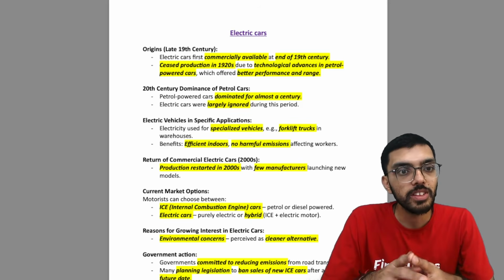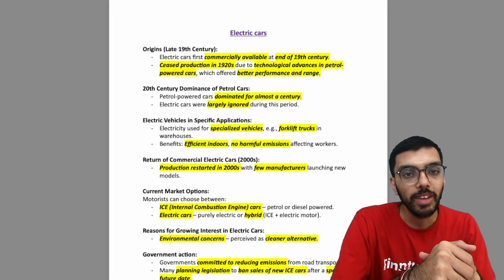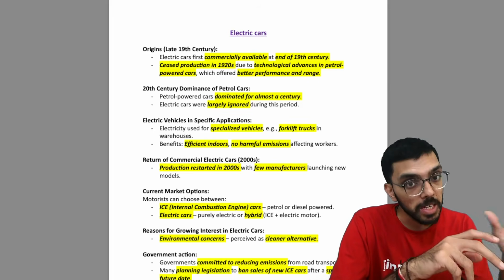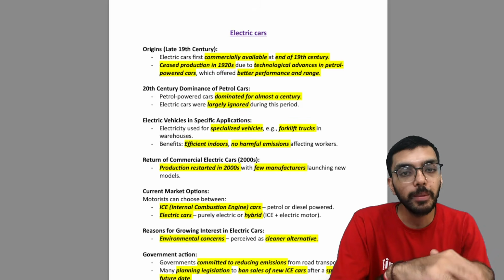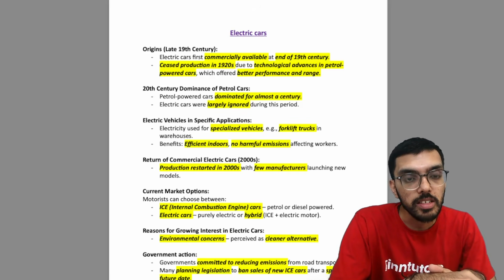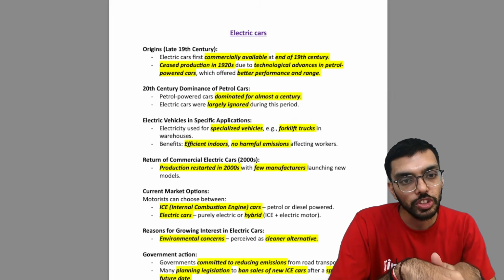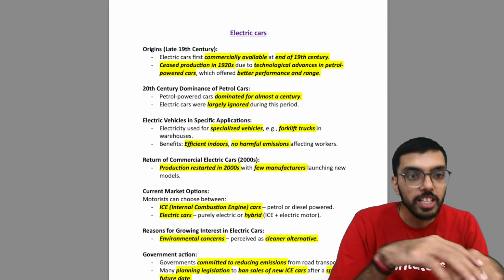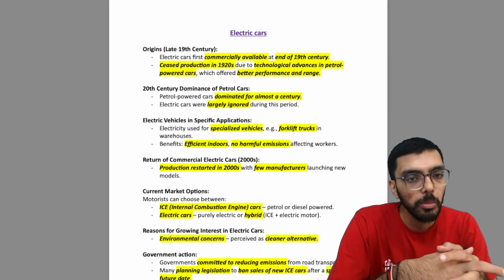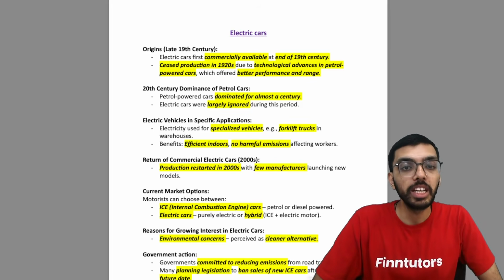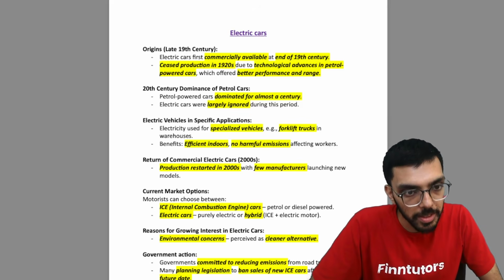So the origins are in the late 19th century. Electric cars were first commercially available at the end of the 19th century. They've been in the market for a long time, but ceased production in the 1920s due to technological advances in petrol powered cars, which offered better performance and range. In the 20th century, dominance was of petrol powered cars. Everybody, like 10-15 years ago, only had petrol powered cars. Petrol powered cars dominated for almost a century. Electric cars were largely ignored during this period.